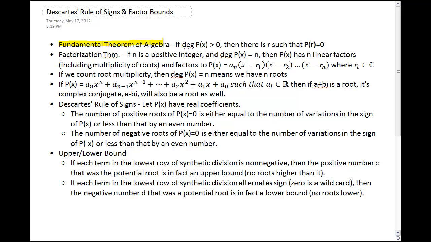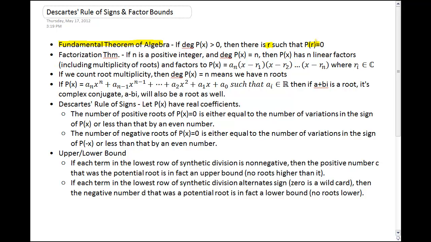It just promises us that if the degree of the polynomial is bigger than 0, then there has to be a root somewhere that will make this equal to 0. So all the fundamental theorem of algebra is saying is, provided our polynomial has a degree bigger than 0, we have a root. Then the factorization theorem goes a little bit further.